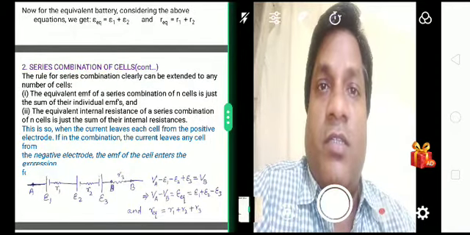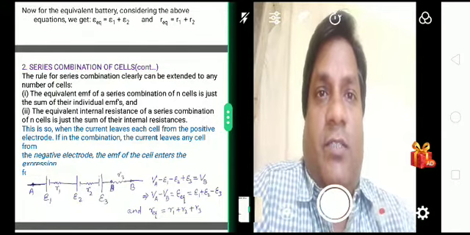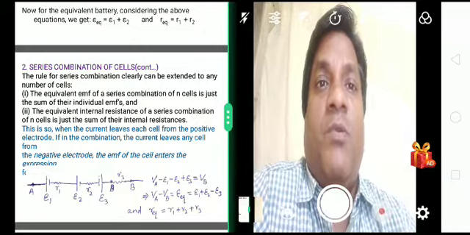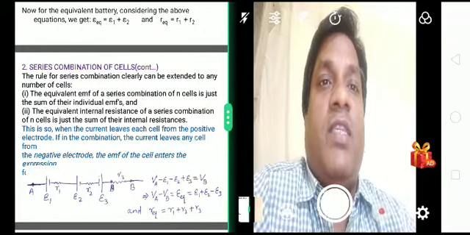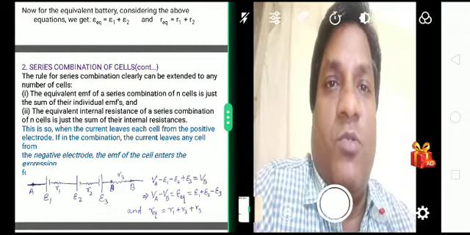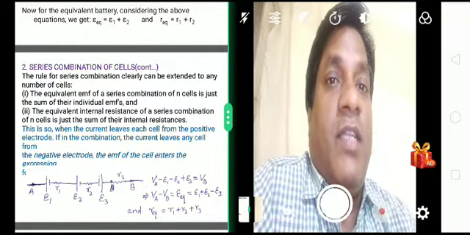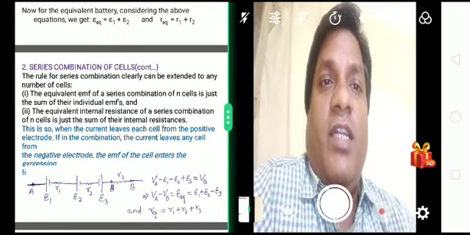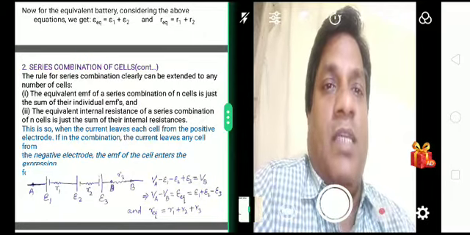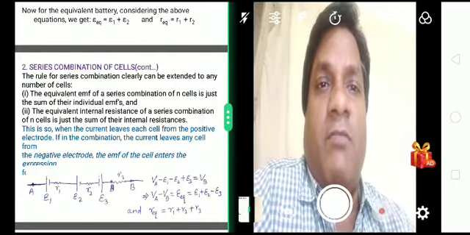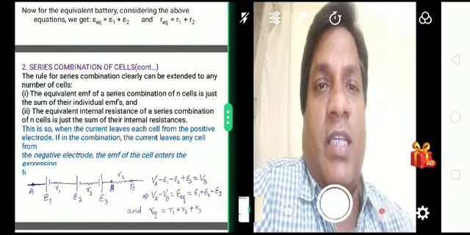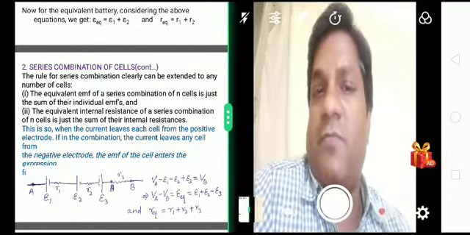But this is to be kept in mind that the above two rules are applicable only when the current leaves each of the cells in the series combination from its positive electrode. If in any combination the current leaves at the negative terminal of the electrode, then the EMF of that particular cell should be entered as negative of E in that expression.